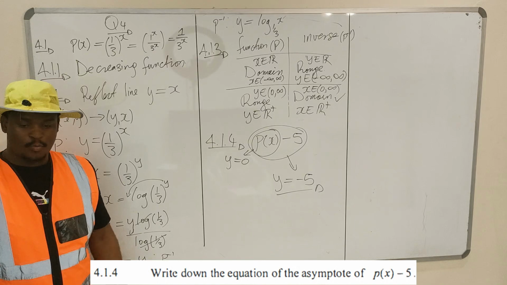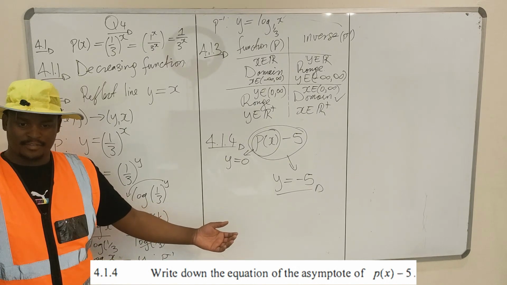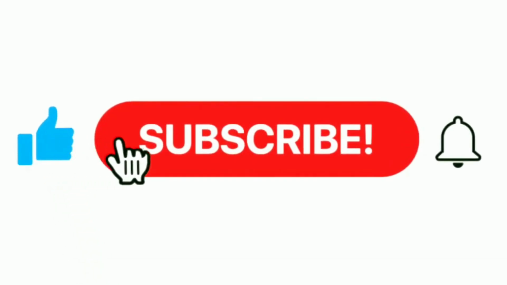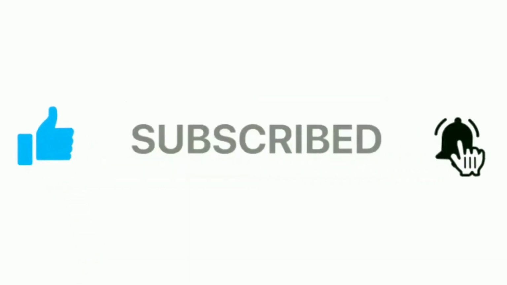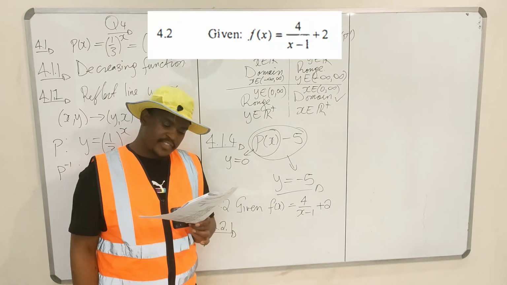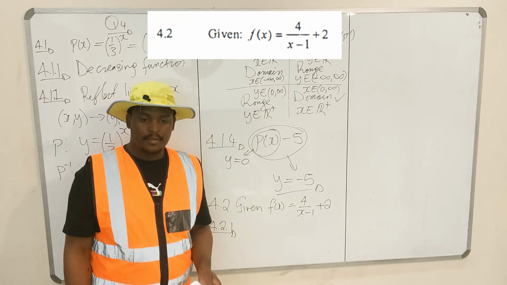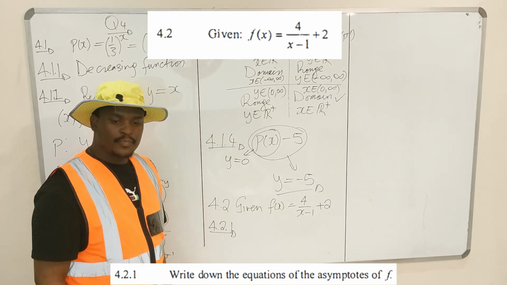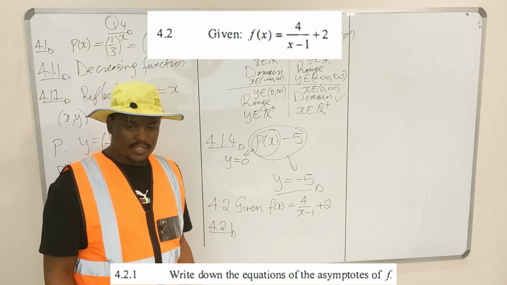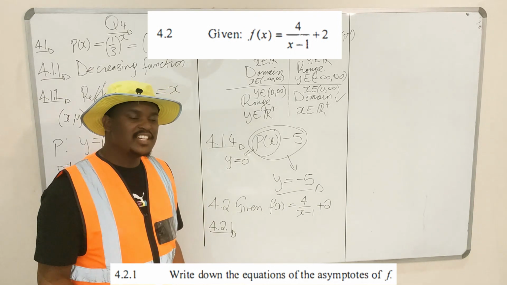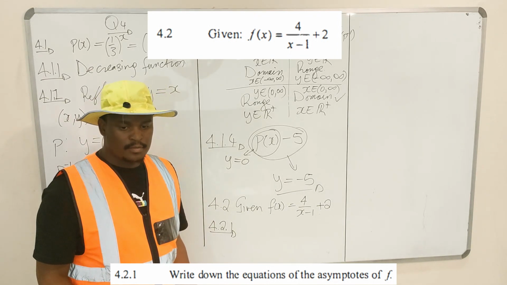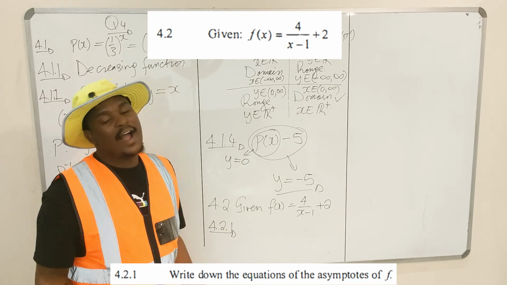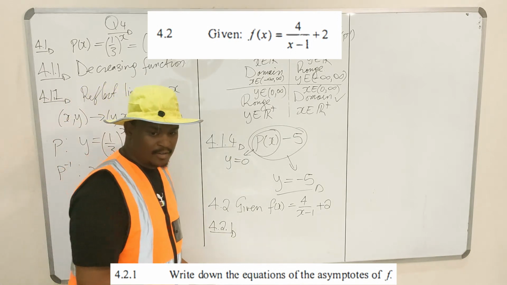4.1.4. Where are we going? 4.1.5. 4.2 actually. Write down the equations of the asymptotes of f. So, how many asymptotes does this function have? There are 2. What is the orientation of those asymptotes? One is horizontal and the other is vertical.